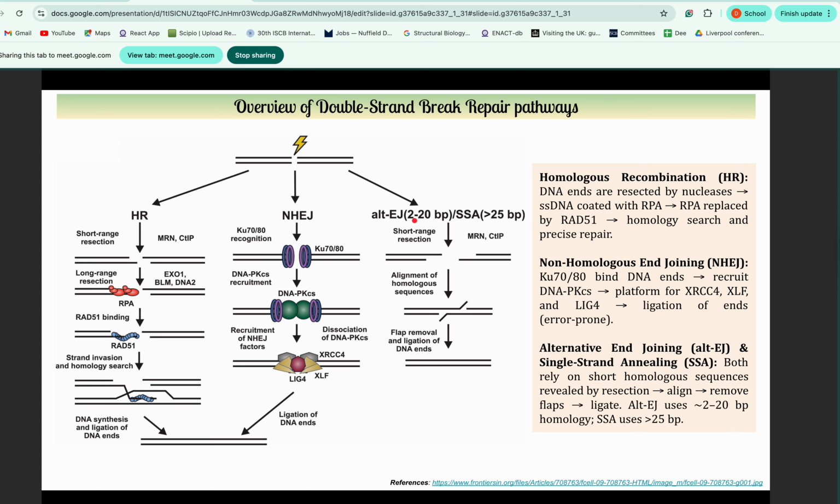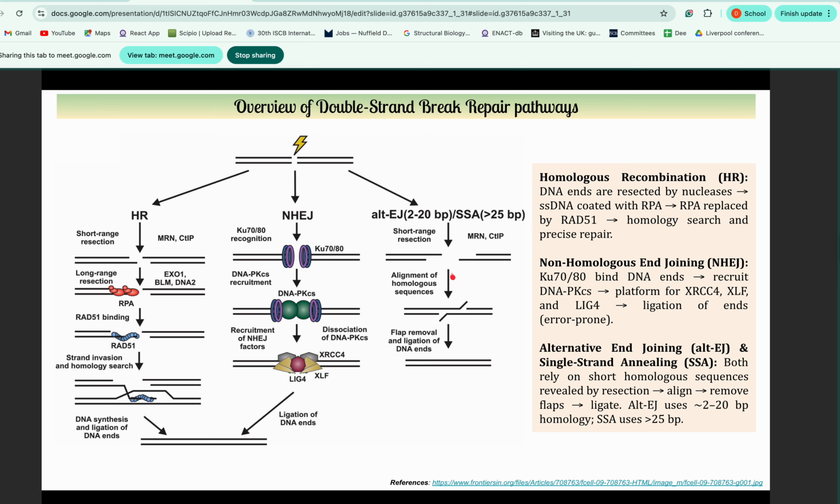Then comes alternative EJ, which is alternative end joining. This is for 2 to 20 base pair damage. And then SSA, which is single strand annealing. This is for greater than 25 base pairs. In this case, MRN and CtIP, same as HR, these proteins come, they recognize the damaged site, and then they start the resection process. Then alignment of homologous sequences. In this case, they both rely on the short homologous sequences which are revealed by resection.